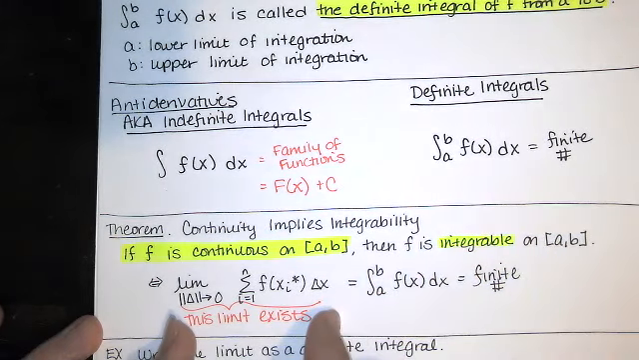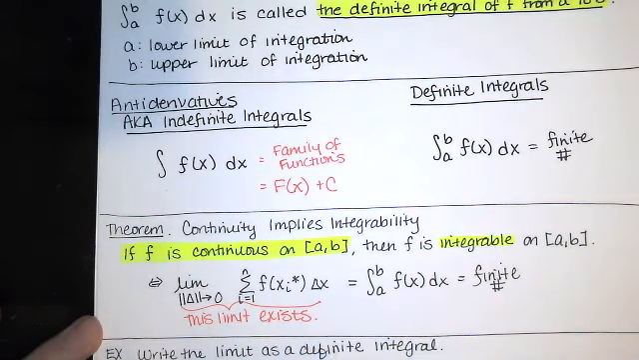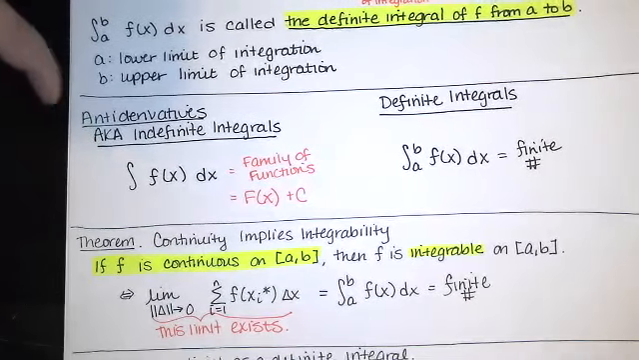It means you can do this for all the partitions, and as long as the norm of the partition goes to 0, you're going to get this. Okay. You might have to watch this again. That was a lot of terminology.